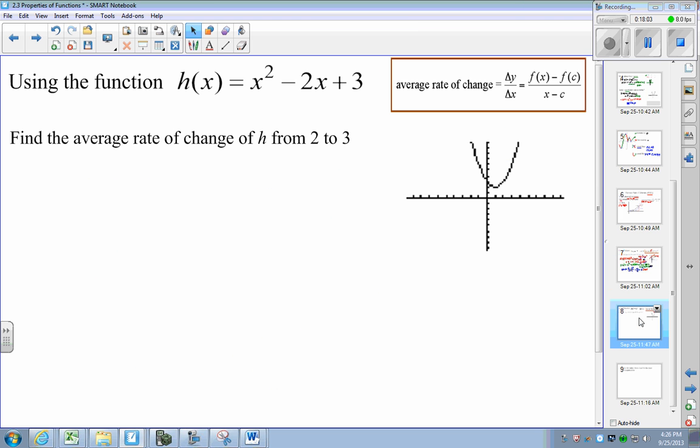All right, so let's do one more example. We're going to look at the same function here, but this time I want you guys to pause the video and come up with the average rate of change between 2 and 3 on your own.